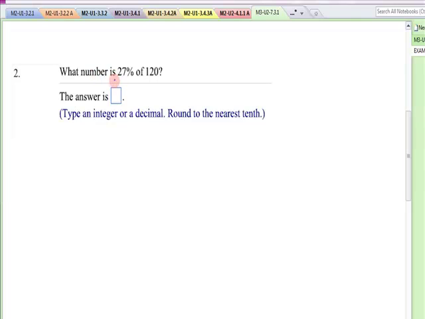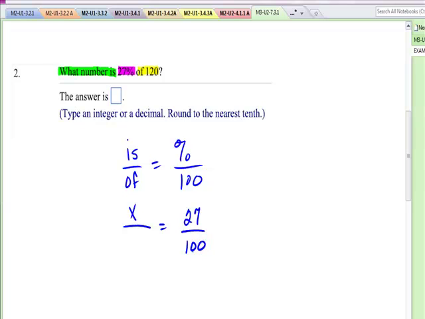It says what number is 27% of 120? What number is 27% of 120? Is over of equals percent over 100. The is number, what number is? So that's again the unknown. 27%, the 27 goes in the percent position. It's over 100. Of 120 means 120 is in the of spot.